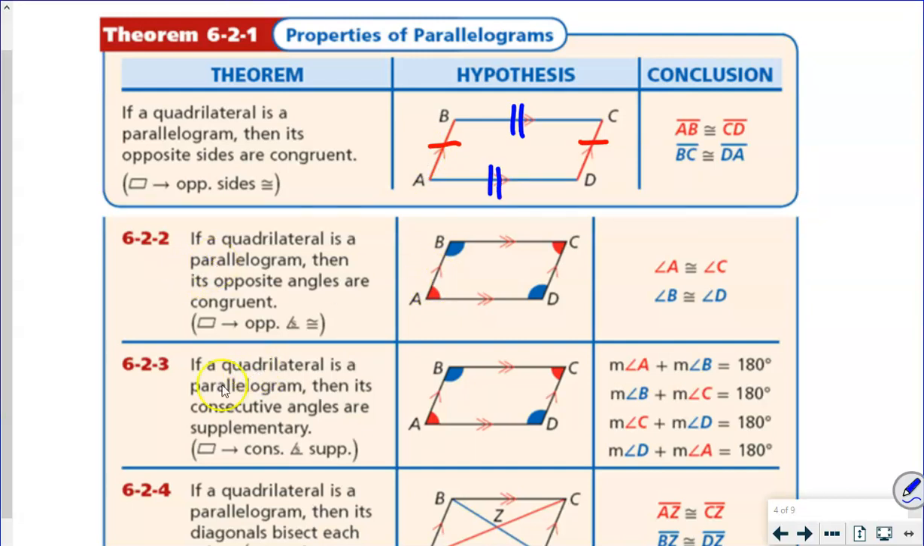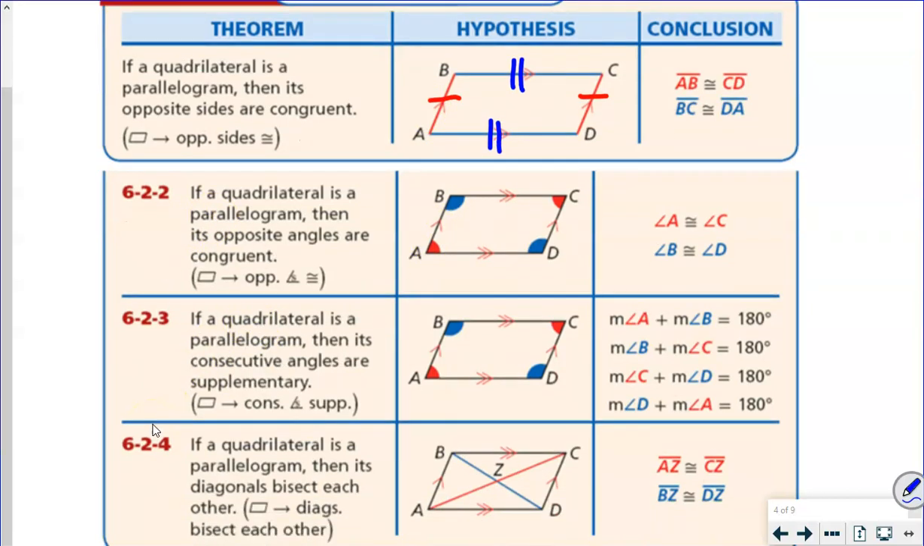The next one here is if a quadrilateral is a parallelogram, then the opposite angles are congruent. So again, hopefully you can see that angle A down here is congruent with angle C. And I'm going to do this with 2 arcs up here. Angle B, opposite angles again. Opposite means they're on opposite ends, right? Opposite, okay? So opposite angles are congruent.